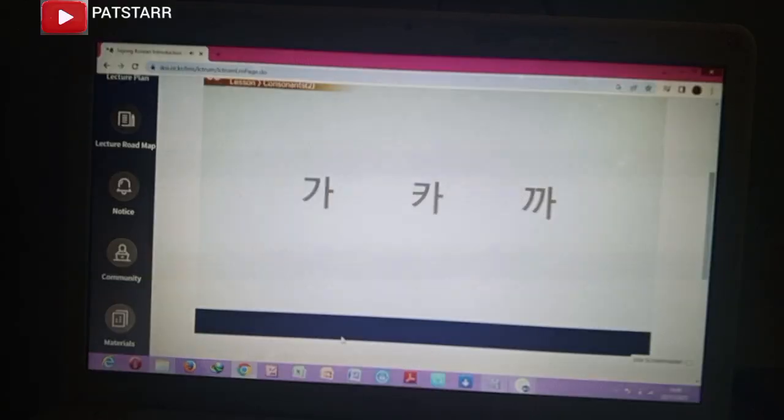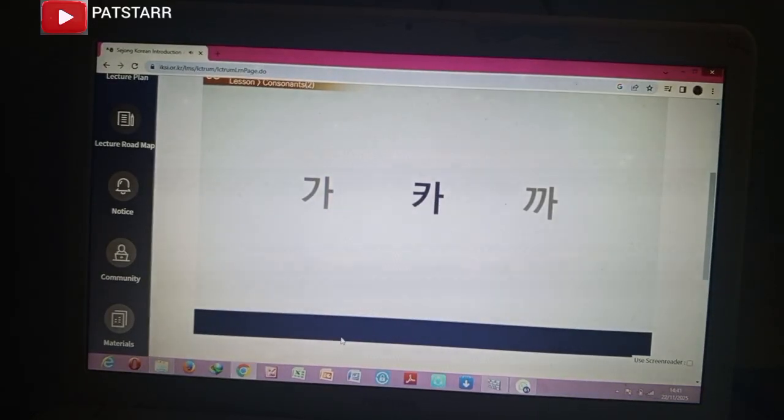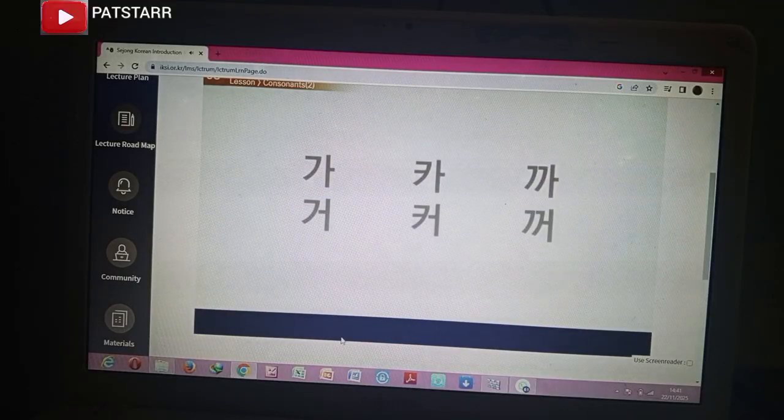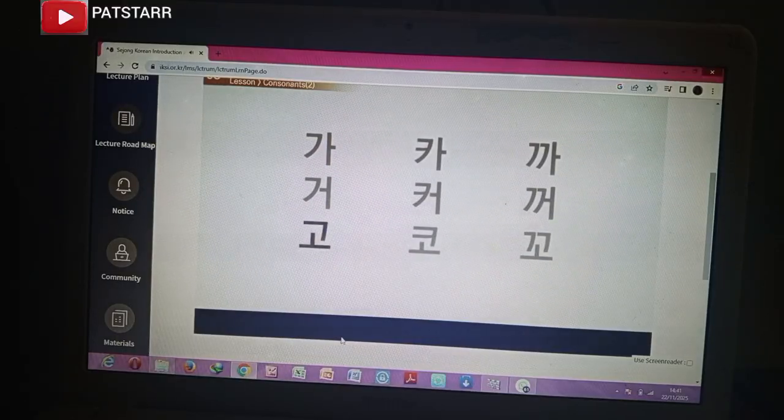Repeat after me. Ka. Ka. Ga. Ku, Ku, Gu.